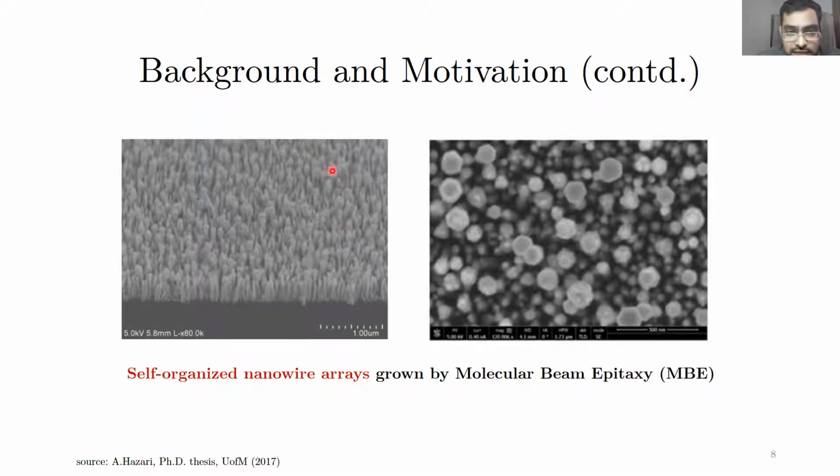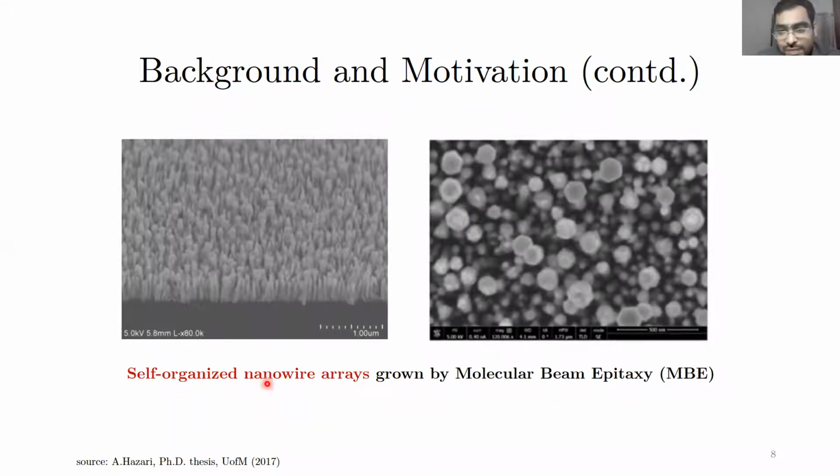And you can see the side view of these nanowires and also the top view of the nanowires. From what you can see in this image, these are very random structures, right? So that's why this is called self-organized nanowire.